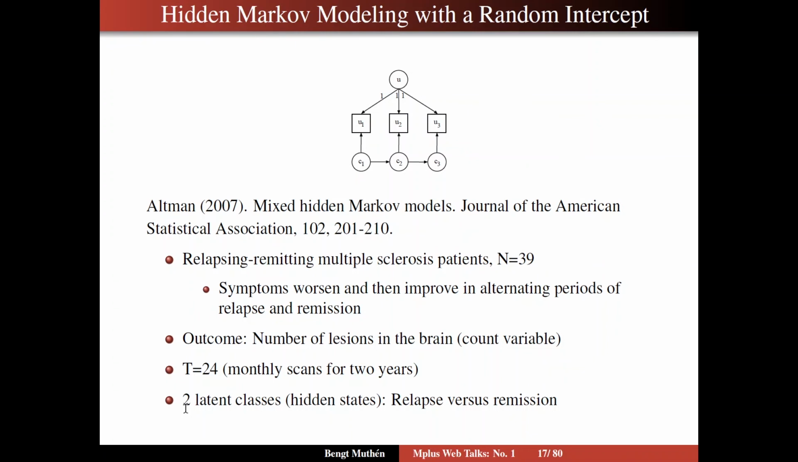There is, however, an application of this random intercept hidden Markov modeling on slide 17 by Altman in JASA, Journal of the American Statistical Association. And she considered relapsing remitting multiple sclerosis patients, a sample of 39 subjects, where symptoms worsen and then improve in alternating periods of relapse and remission. So the outcome here is a number of lesions in the brain. It's a count variable, which makes the computations even more difficult. The number of time points, T, is 24, monthly scans for 2 years. And you consider two latent classes, these hidden states of relapse versus remission.